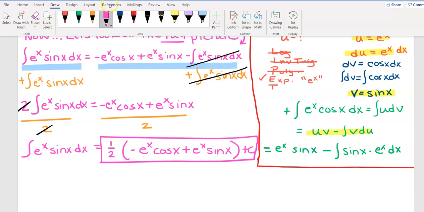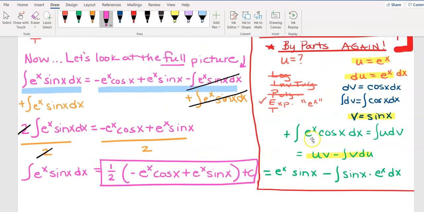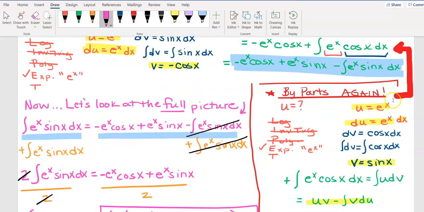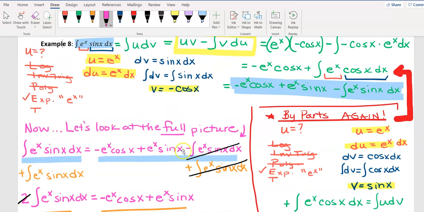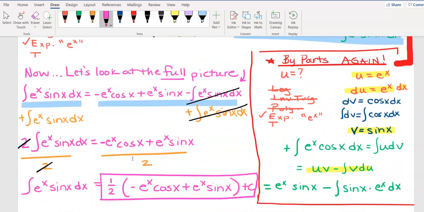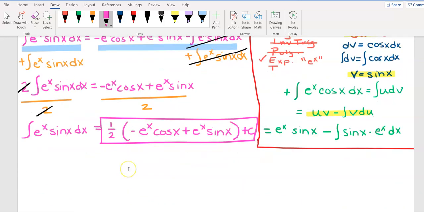and then our plus c. So when you see that cycle pattern developing, you need to work until you get back to that original integral there, and then use the idea of setting the two sides equal and solving for the original integral.